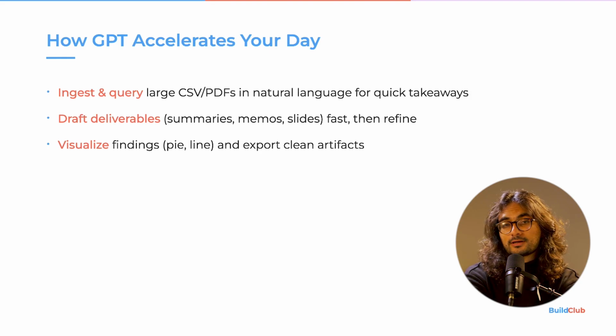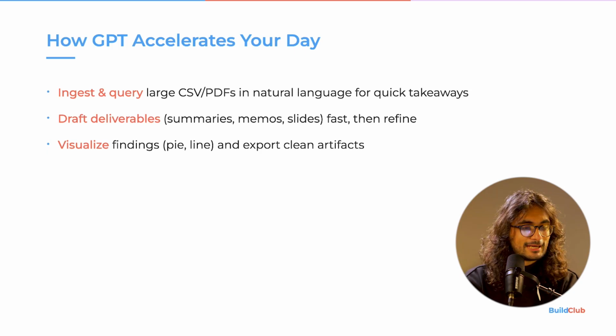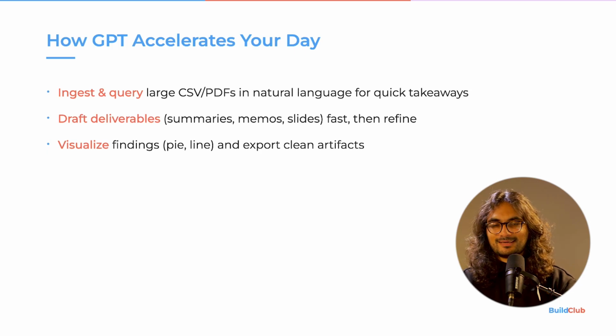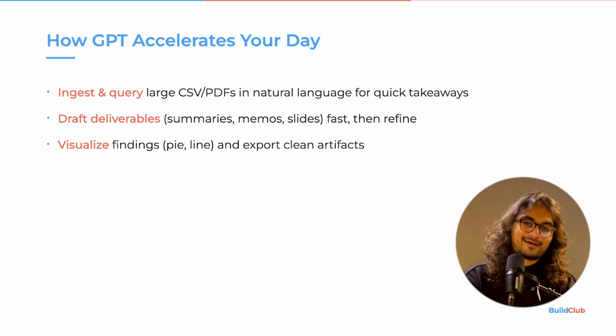And GPT is also going to help you draft memos, presentations, slides, and then refine them. This slide that I'm using is made by an AI. Not GPT exactly, GPT helped me a little bit, but it's made by an AI. Finally, you can visualize your findings, as I was saying about Excel. You can convert them into pie charts, into line graphs, and clean artifacts.